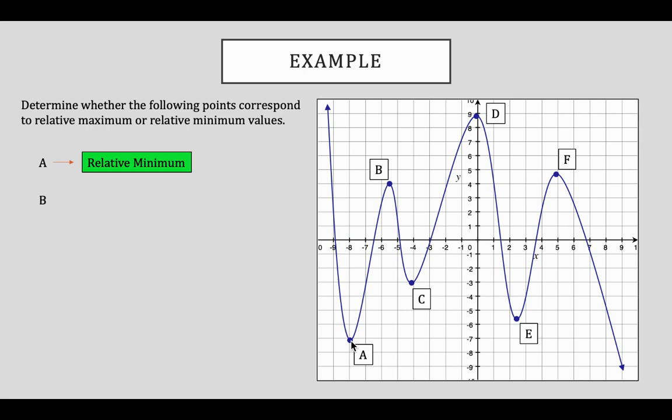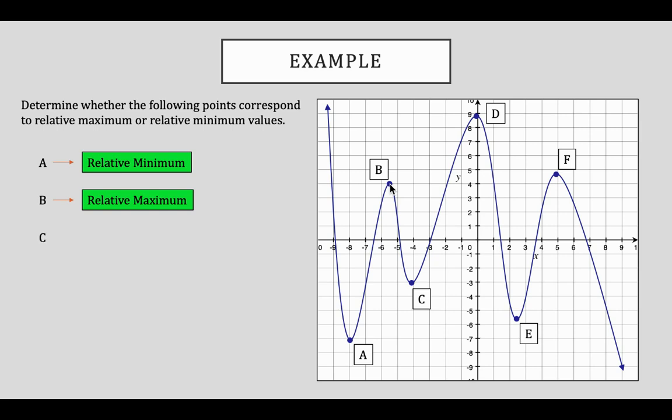Moving on to point B. Well, we go to point B here, and we notice that the y value associated with point B is greater than the y values of points immediately to the left and to the right. If I go to the right of point B, my graph goes down. If I go to the left of point B, my graph goes down. That means that point B is going to be a relative maximum.